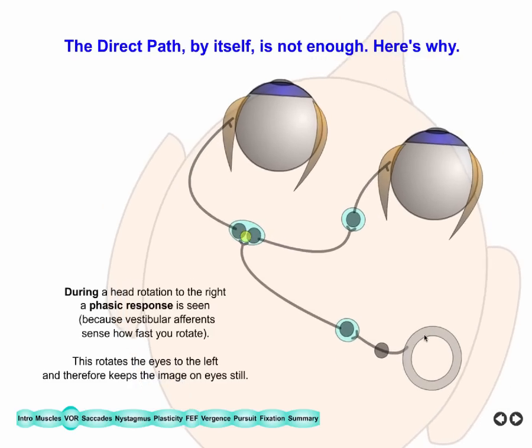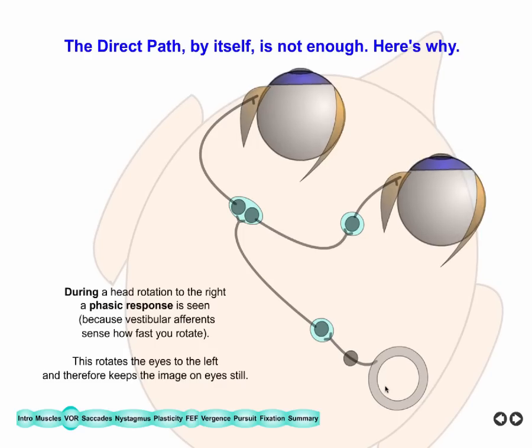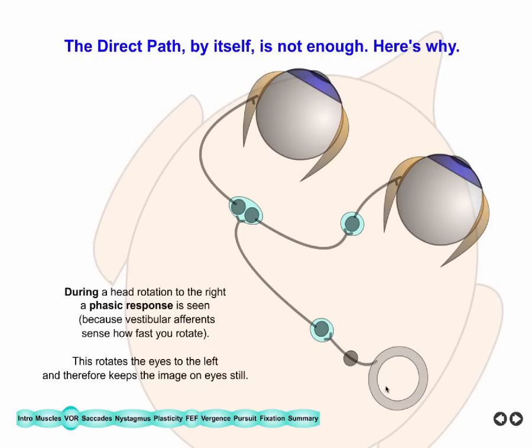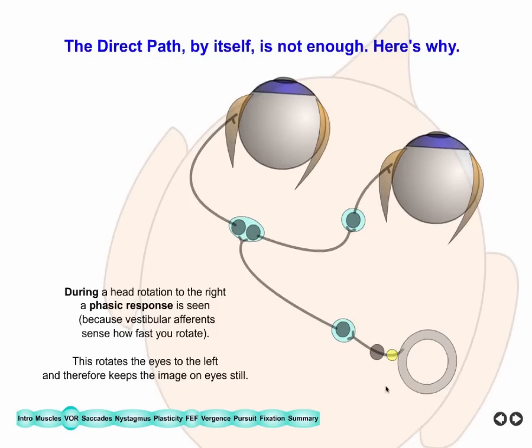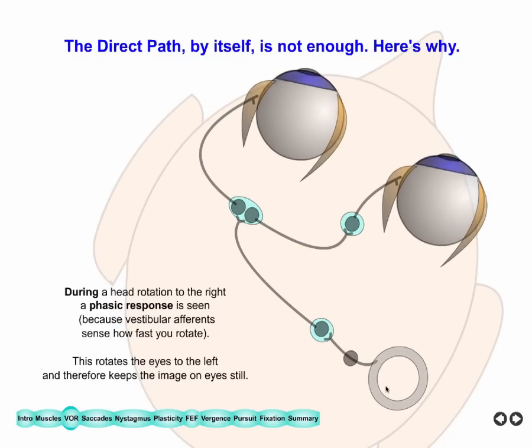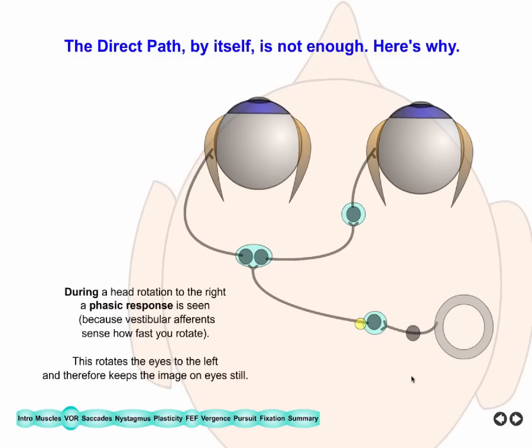So head towards the right activates those, opens up those little flaps on the hair cells in your horizontal canal here.